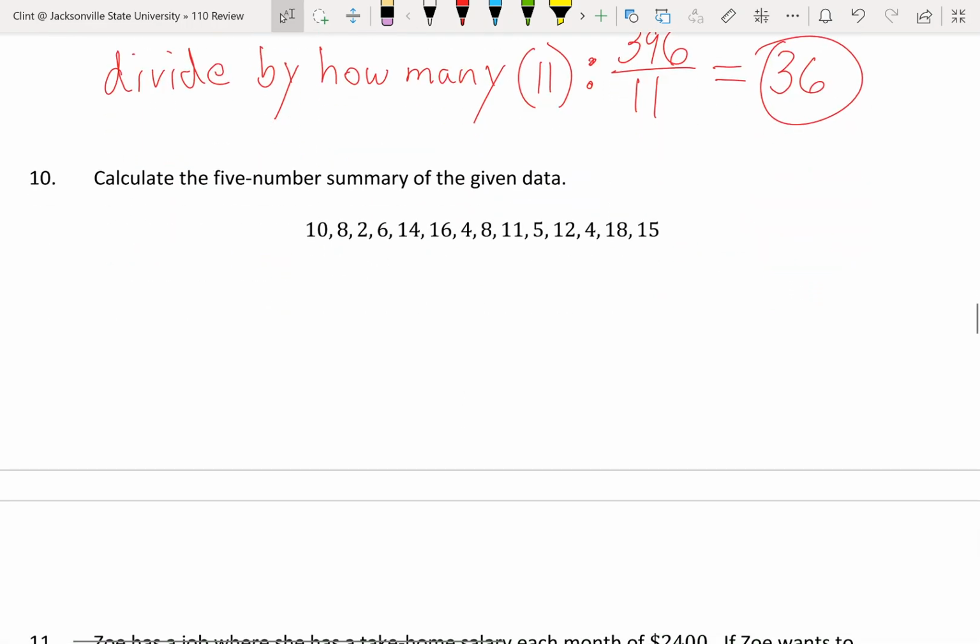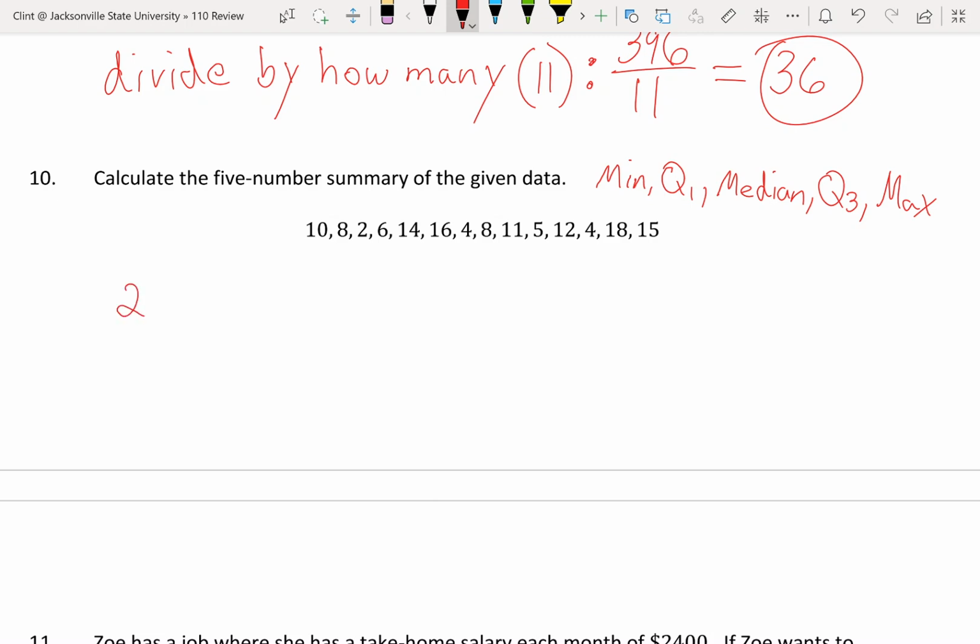Number 10 says calculate the 5-number summary. So we need to remember what 5 numbers are in there, and then we can talk about finding them. The 5-number summary is the minimum, first quartile, and then either second quartile or the median, third quartile, and the maximum. Okay. So we need to put them in order first. I will try to remember to give them to you in order on the test because it's just tedious.